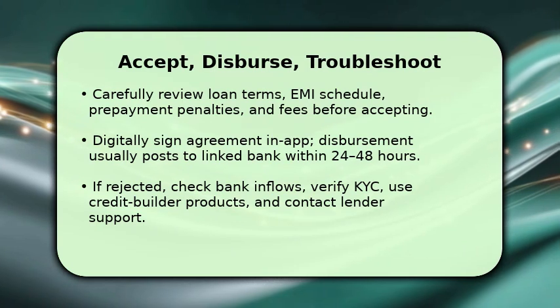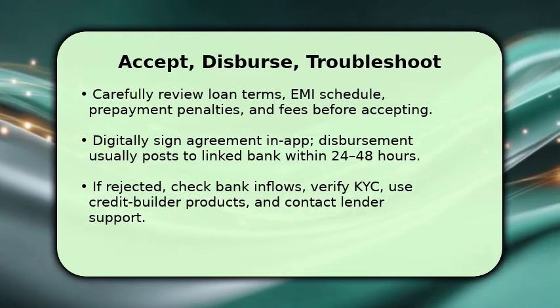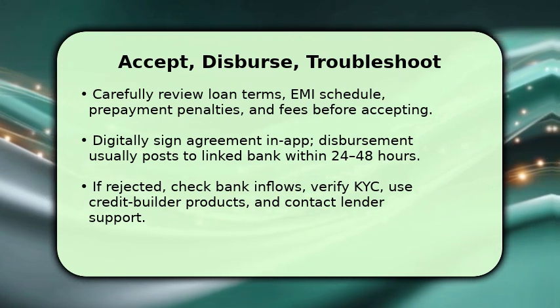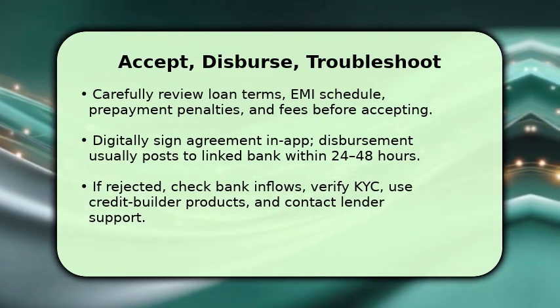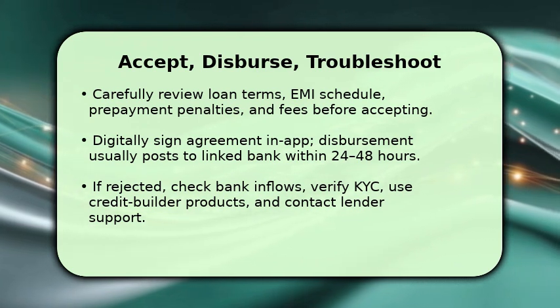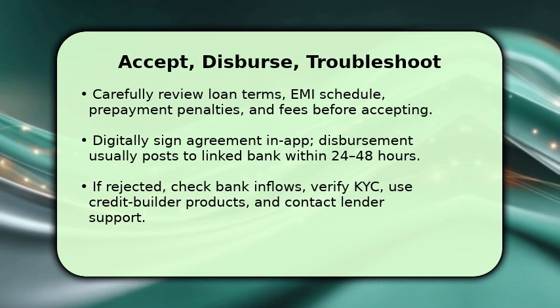Finish by reviewing and accepting the loan offer. Read interest, processing fees, EMI dates, and prepayment rules so there are no surprises. Sign the agreement electronically inside Google Pay and confirm the disbursement account. Funds typically land in 24 to 48 hours.